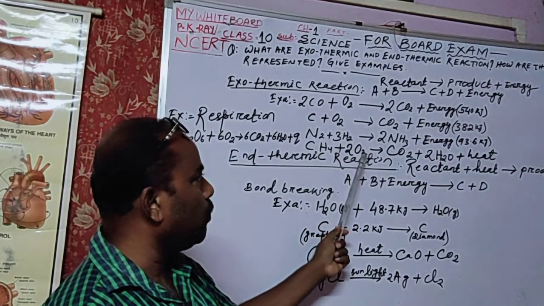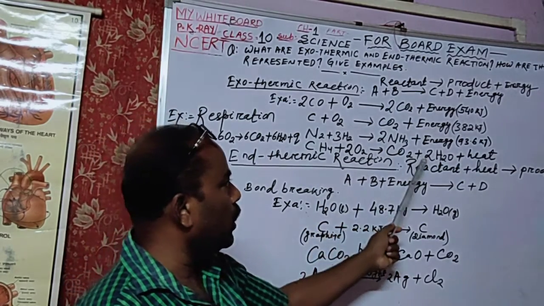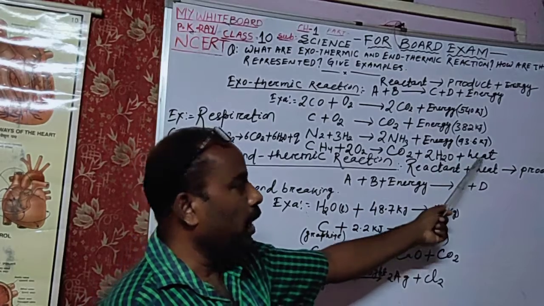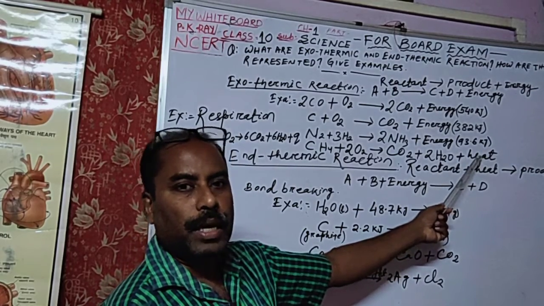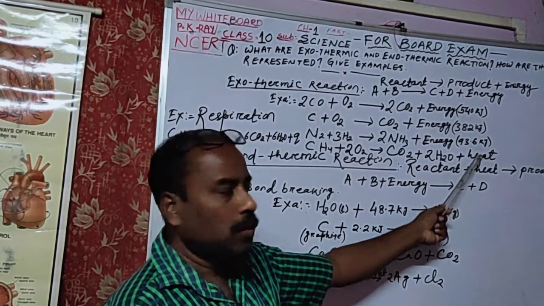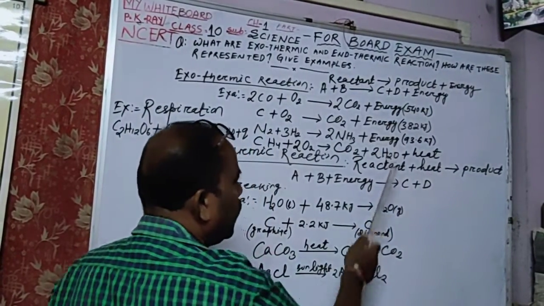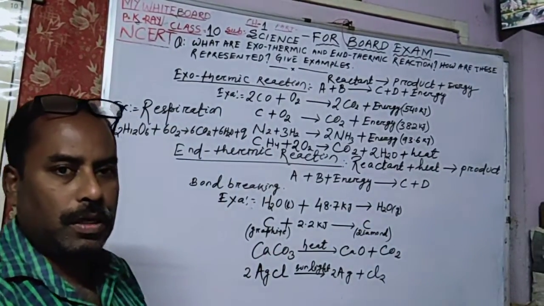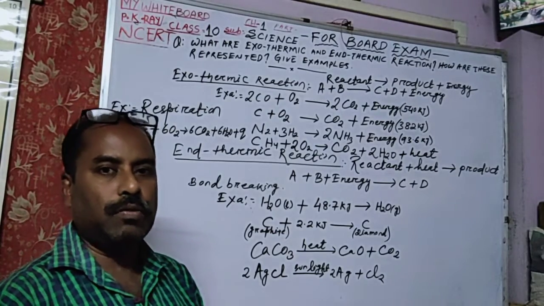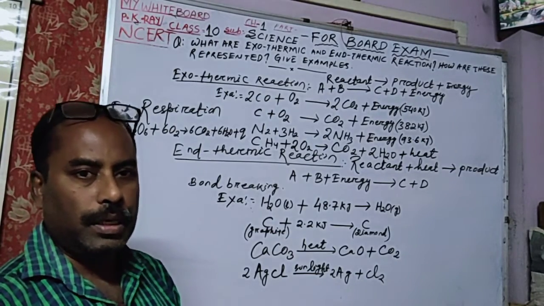Methane, when burnt in the presence of oxygen, also gives carbon dioxide, water as well as a certain amount of energy in the form of heat. So in each case you can see on the right side energy is evolved or produced, and that type of reaction we call the exothermic reaction.